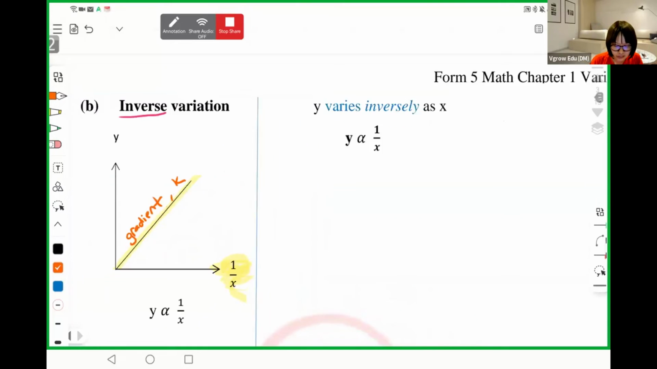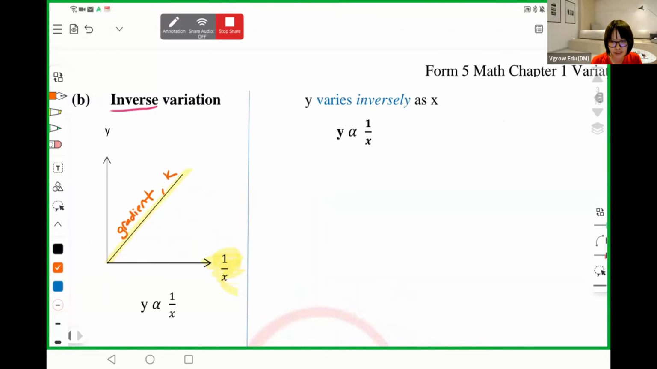Now the steps are the same. If you have y varies inversely as x, so y proportional to, if you want to read this symbol, proportional to 1 over x. You just need to change the x to the denominator. Okay, turunkan pangkat dia. Alright? Okay, next.